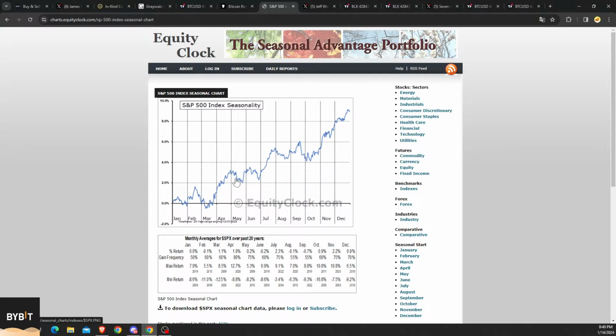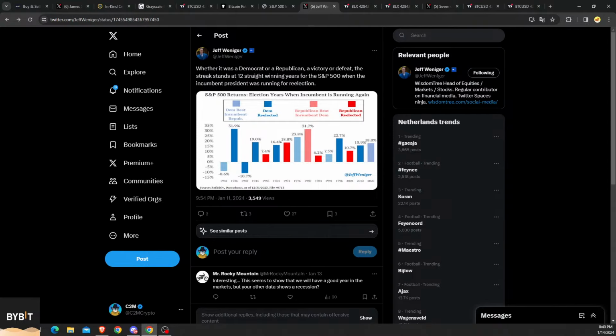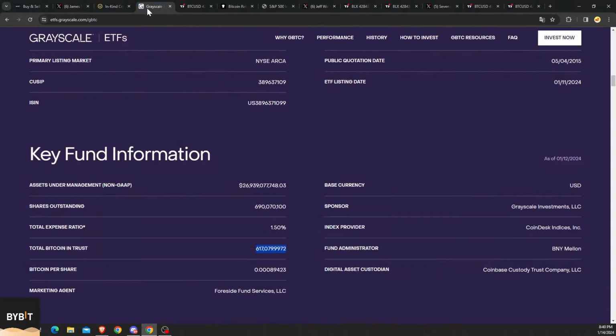Now, this also lines up with the Bitcoin halving, which is roughly around April 19. I'll have a chart for that in a bit as well. But if we take a look at this tweet here from Jeff, whether it was a Democrat or a Republican, a victory or defeat, the streak stands at 12 straight winning years for the S&P 500 when the incumbent president was running for re-election. So, to put it bluntly, I think short term, we're getting sell pressure, right? We're probably going to go a lot lower.